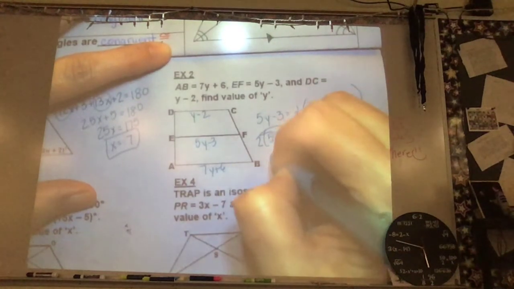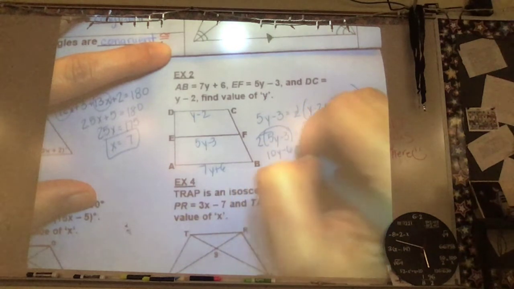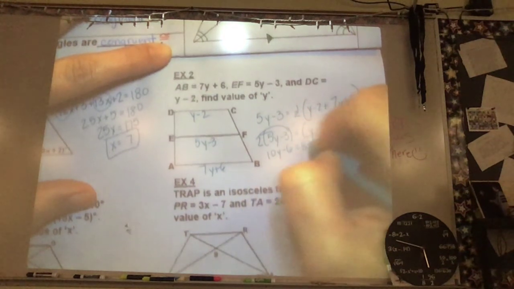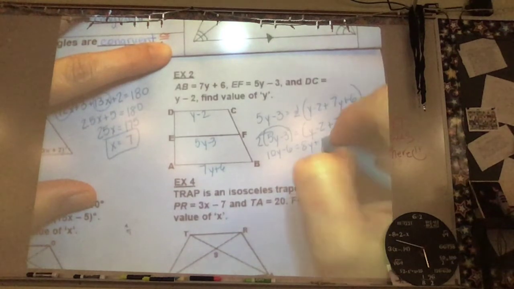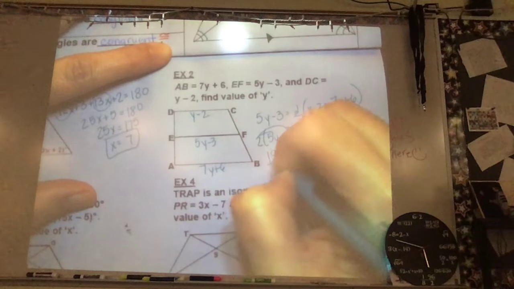Distribute and group your like terms. You have 10y minus 6 equals, I have 8y's, and then I have minus 2 plus 6 giving me plus 4. Subtracting 8y from both sides.